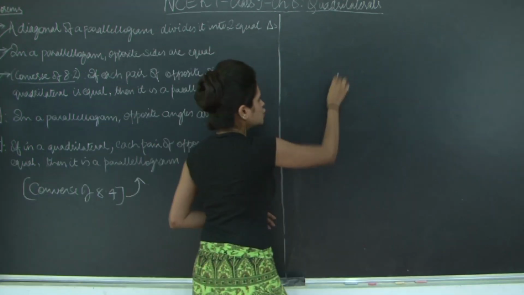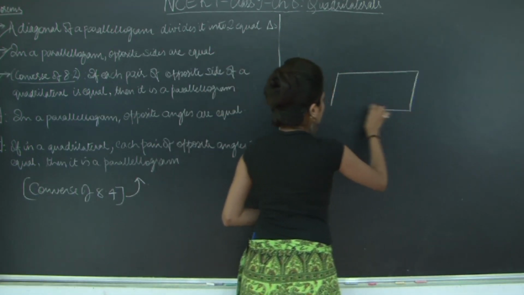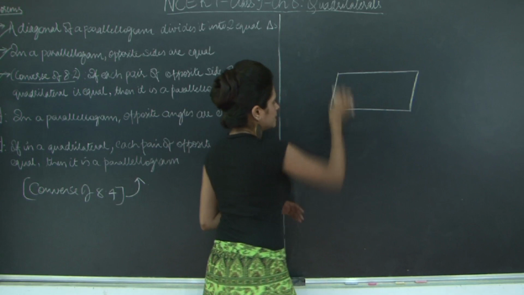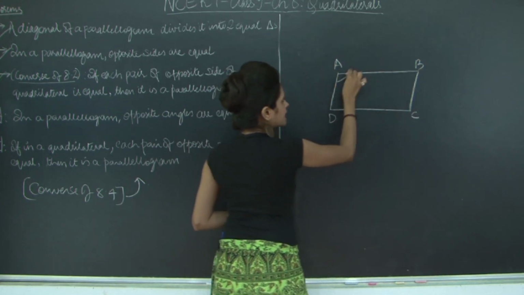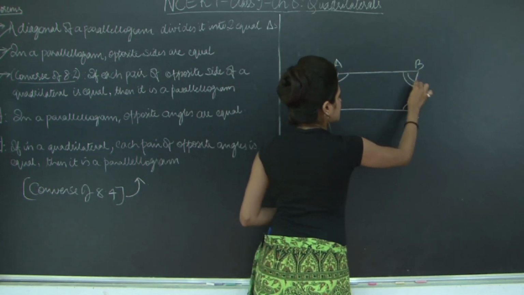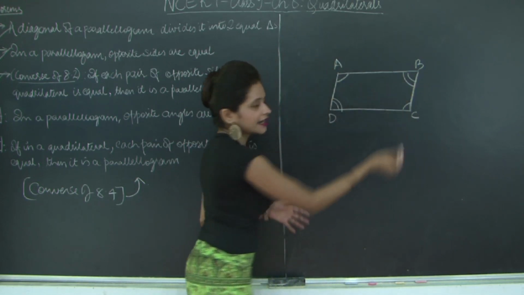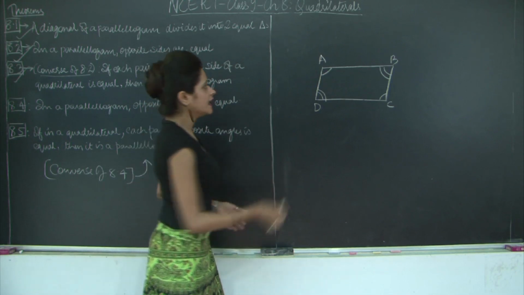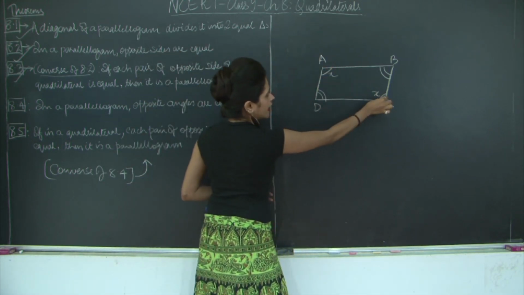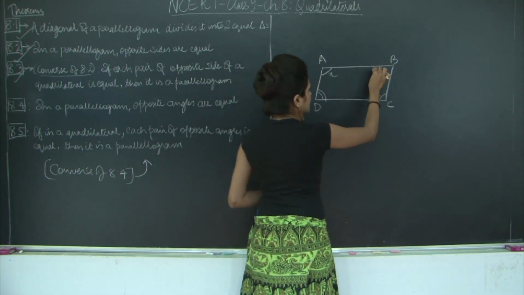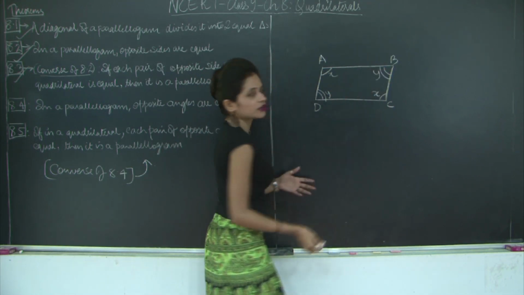So let's see, draw a quadrilateral in which the opposite pair of angles are equal to each other. That means A is equal to C and B is equal to D, which means angle A and C are equal and B and D are equal. Let me mark the equal angles as X and Y. So I'll mark A and C as X and B and D as Y, correct, because they are the same angles.